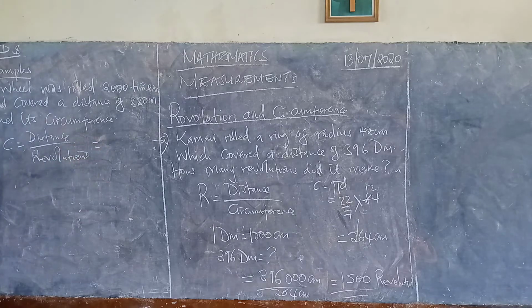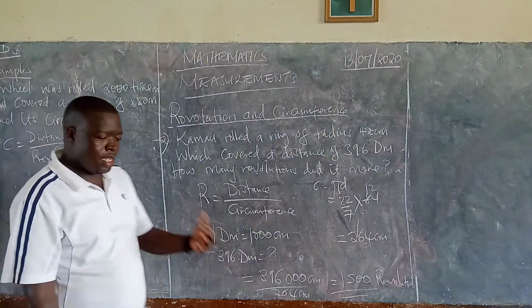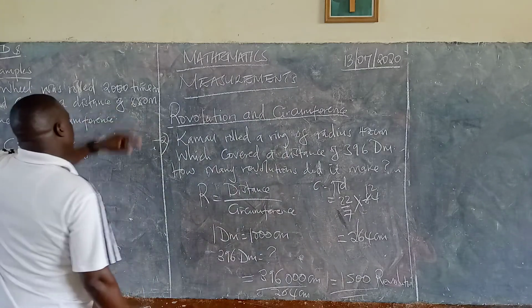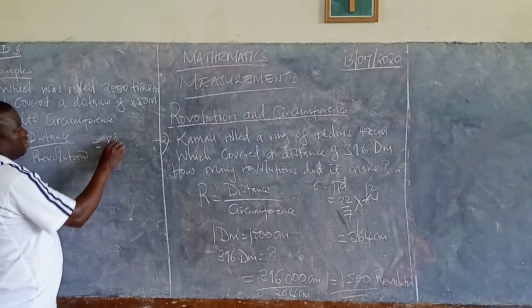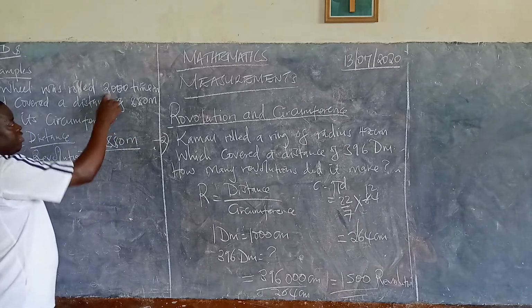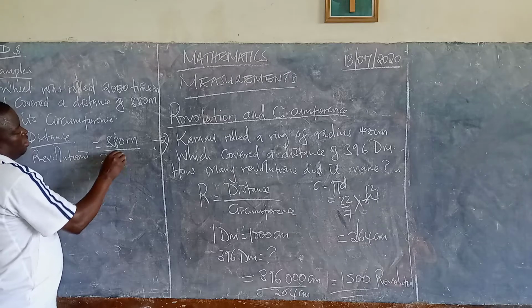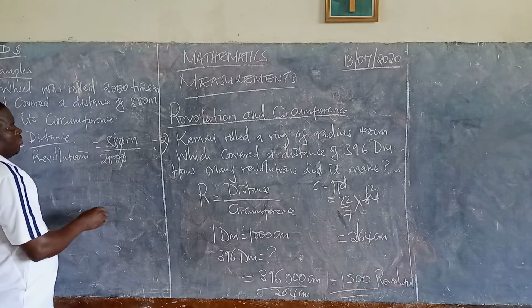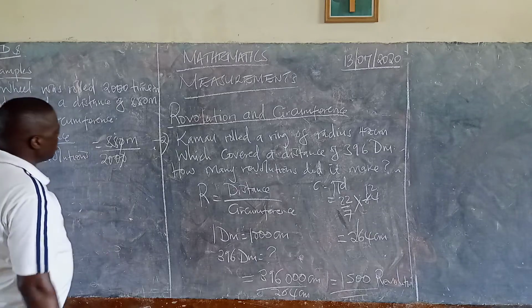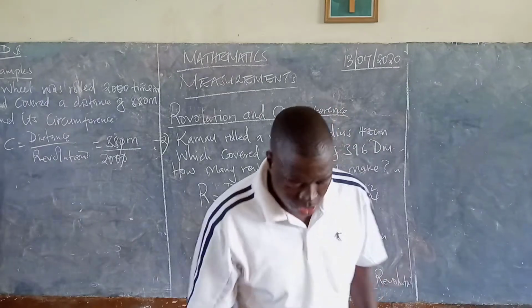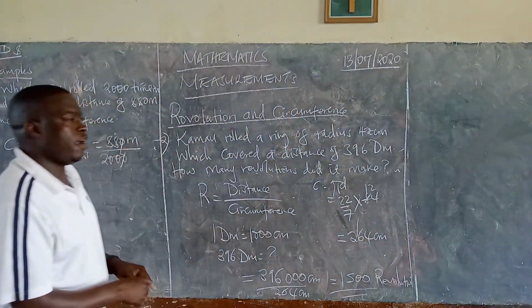So we have the distance to be 880, of course, meters. So we are going to take the 880, those are meters. We are going to divide by the number of revolutions, which is 2000. So we have 88 divided by 200. So learners, within a second, of course, we are going to have 0.44.